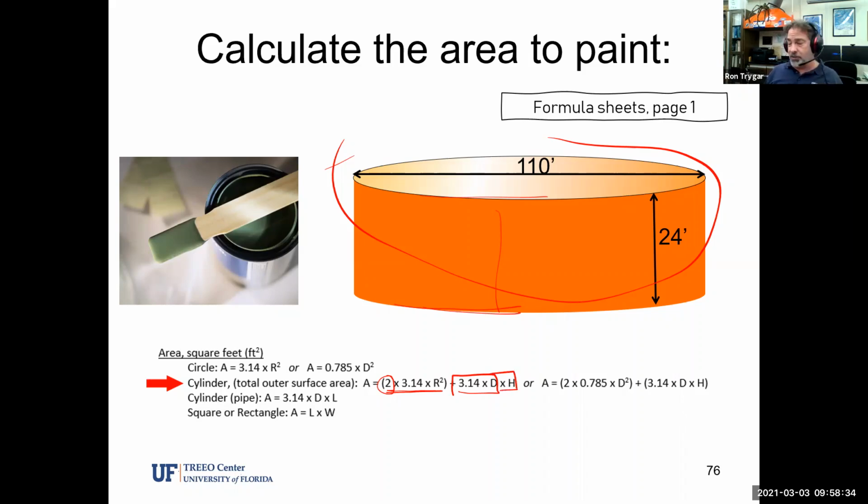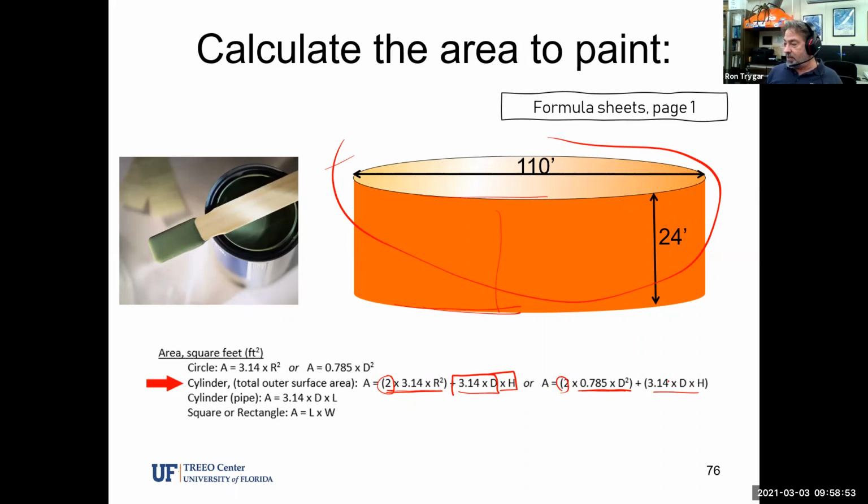We're going to break it into its own little segments here, and we'll go through it step by step. Remember, the other formula that was also used in this discussion is the 0.785 method times diameter squared. And again, that number 2 on the front there just means because we have 2 different cross-sectional shapes to paint.